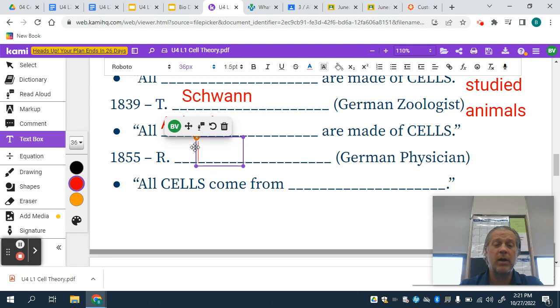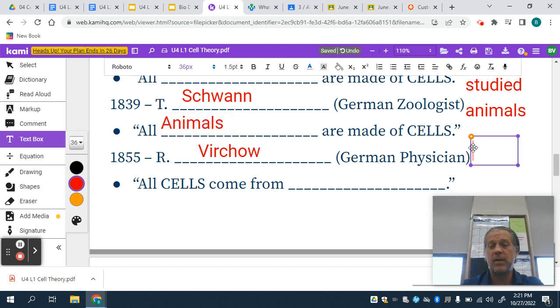Then we had finally Robert Virchow, who was a German physician, which is just a fancy name for doctor.